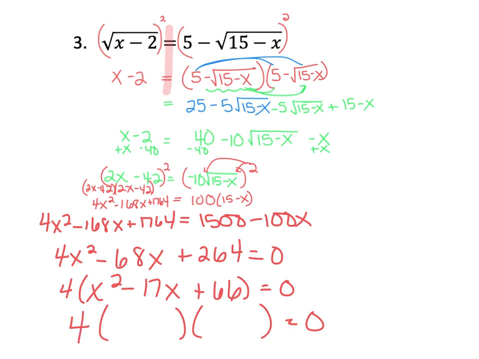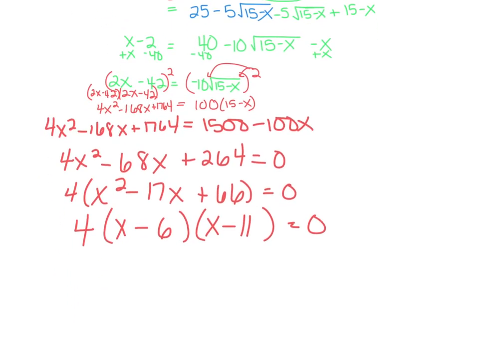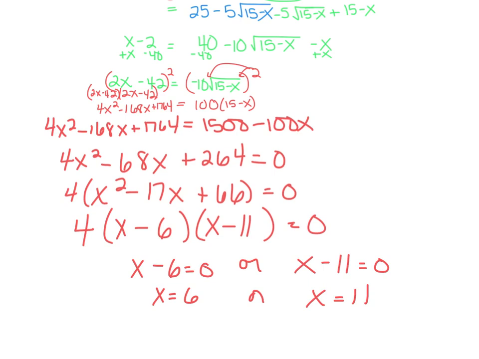All right, and now I'm going to factor this remaining trinomial. Factors of 66 that add to negative 17. Let's see, I'm hoping 6 and 11. Yep, 6 and 11 are going to work here. So I then, by the zero product property, need to set these factors both equal to 0. So I get x equals 6 or x equals 11. But there's a really good chance that one of these is extraneous.